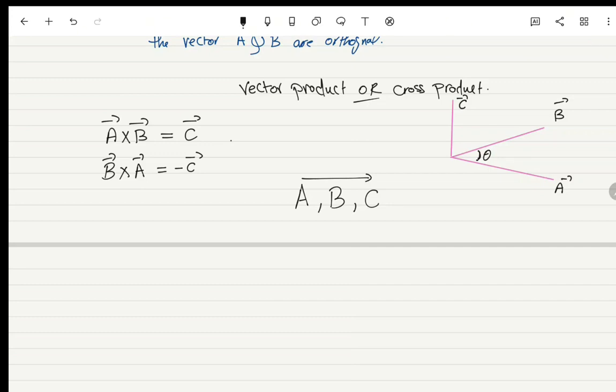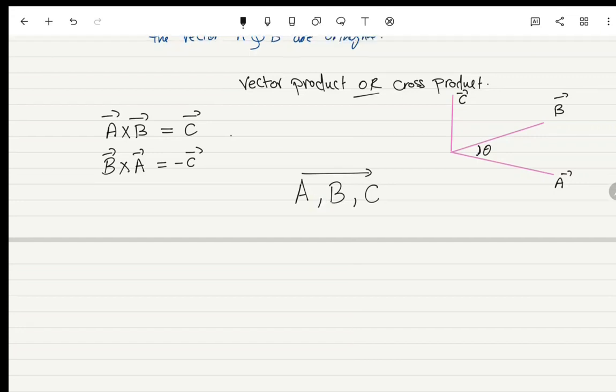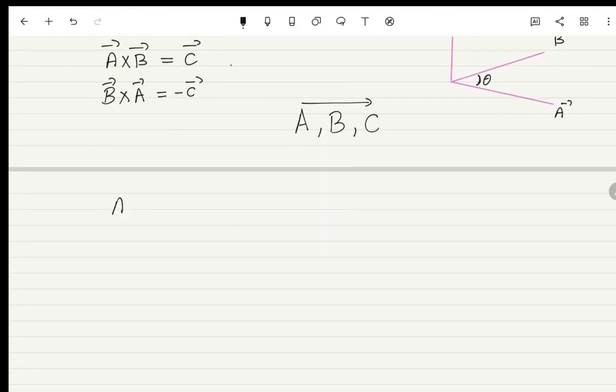Otherwise, the answer is negative. Now B cross A. Remember, after B it's C, it's not A. So B cross A, the answer is minus C. And C cross B, remember after C it's A. So C cross B is minus A. Or you can say this. Now A cross B, the magnitude is equal to the magnitude of A, magnitude of B, sine theta.